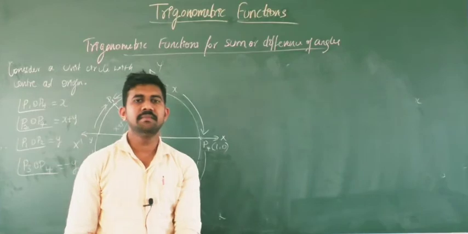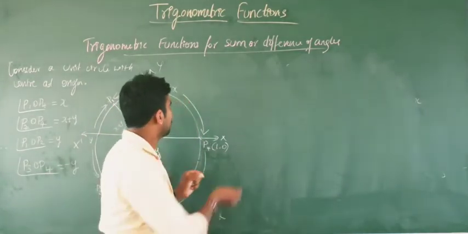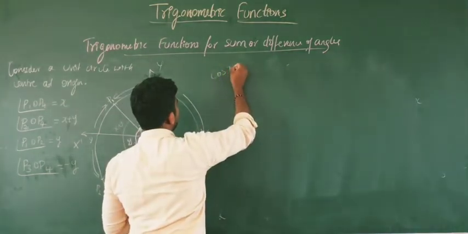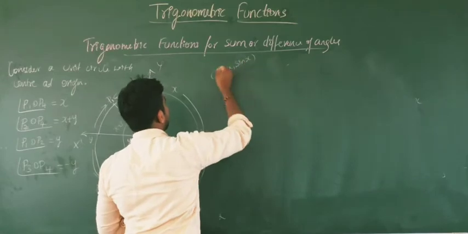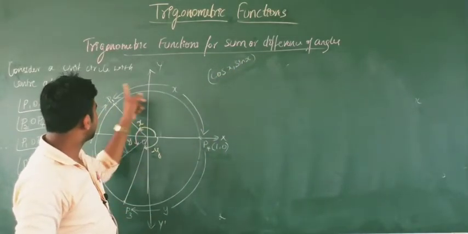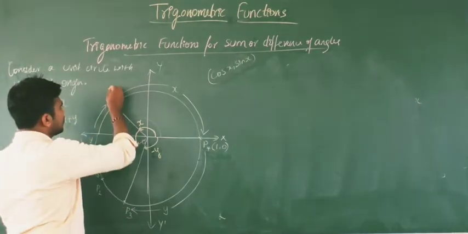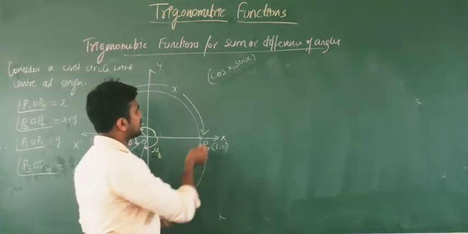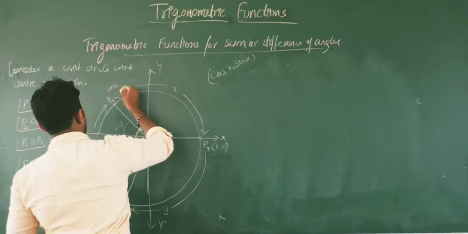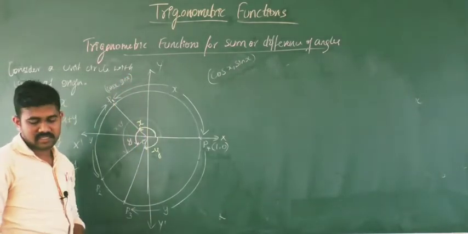And we know here we can write any point on the circle in the form cos x comma sin x, in terms of cos and sine, because this is a parametric form. You can observe the coordinates of P1. P1 lies on the circle with the central angle x. So the coordinates of P1 we can write as cos x comma sin x.